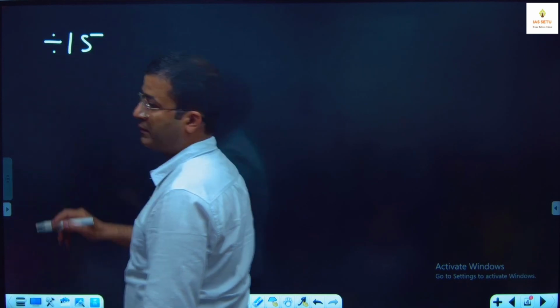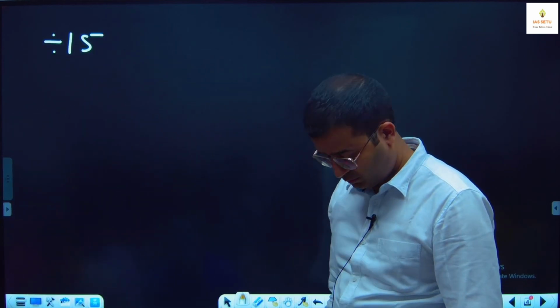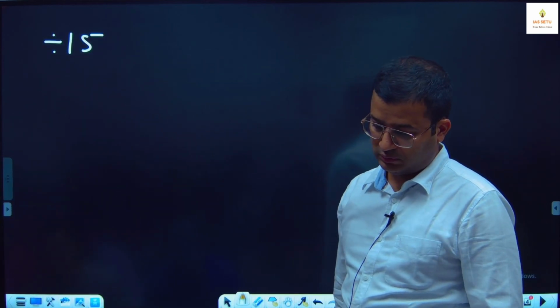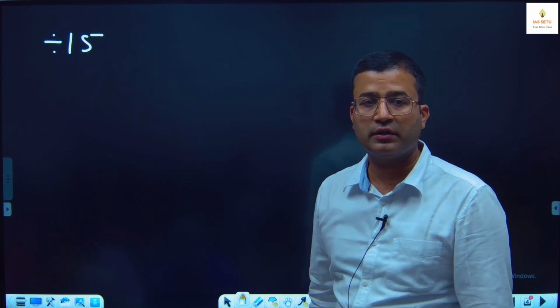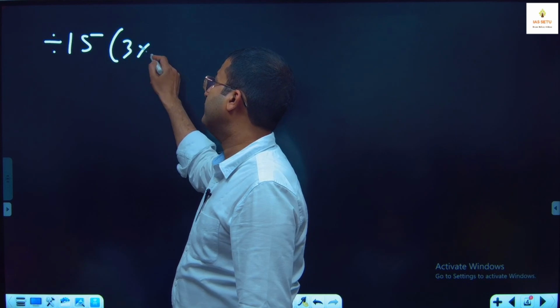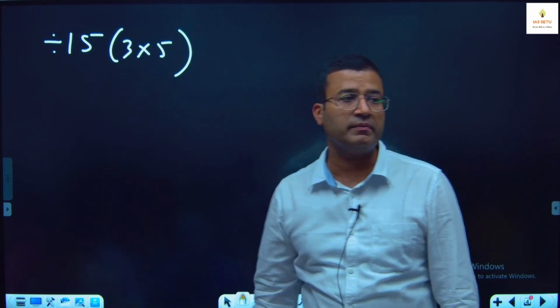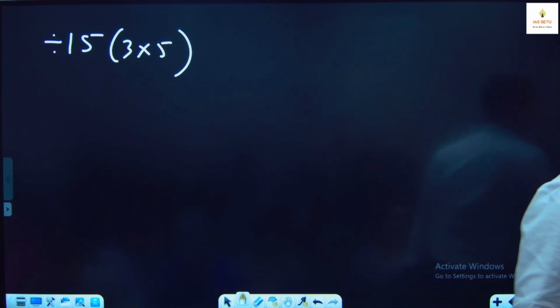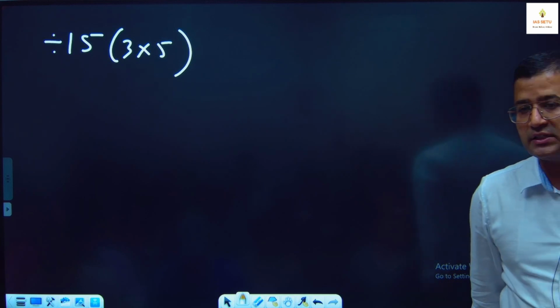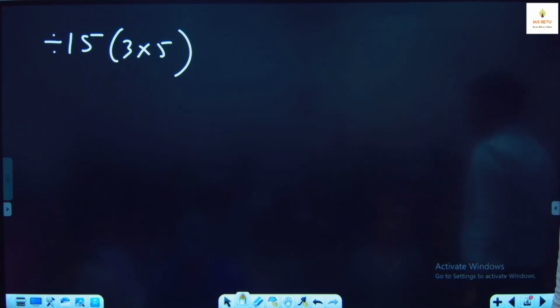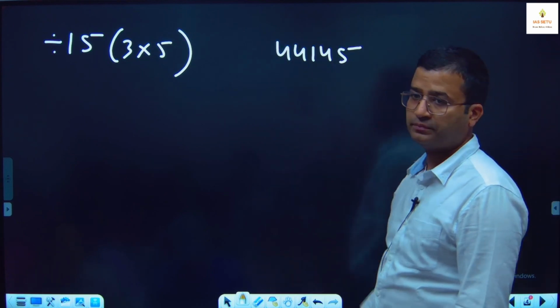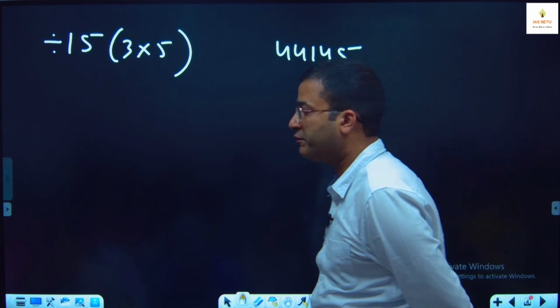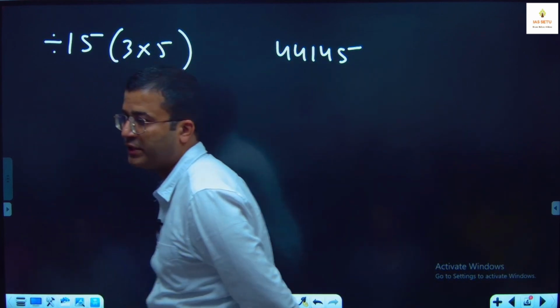Divisibility of 15. How we will check? How we will check 15? 3 and 5. 3 and 5 are co-prime. It means if any number is divisible by 3 as well as 5, that number is divisible by 15. Like here 44,145. We have to check if this given number is divisible by 15, yes or no.